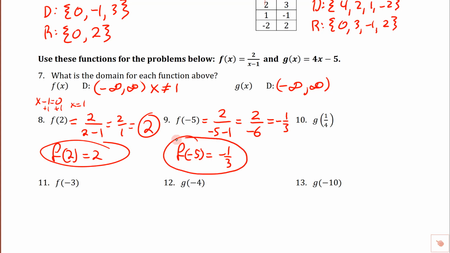Again, I'll circle that, and remember what this means. This means the point (2, 2) is on that graph. This means the point (-5, -1/3) is on that graph right there. So we've got 2 points that are on the same graph here.